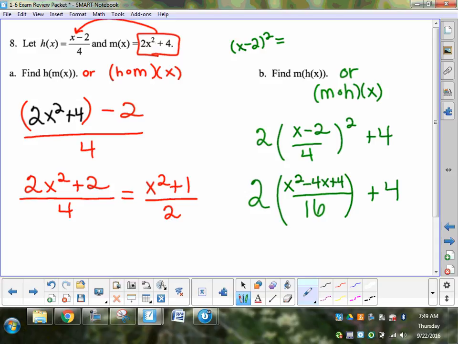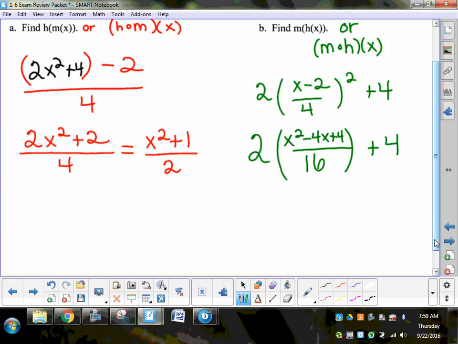Now, we can go through and keep going. This is saying 2 times this expression over 16. I see something I can do right away when I'm doing that multiplication. Something that I could do that's going to help me go forward. Tyler? We can reduce this down. What's 2 over 16? So remember, it's 2 over 1. What's 2 over 16 the same as? 1 over 8. So I've got x squared minus 4x plus 4 all over 8.